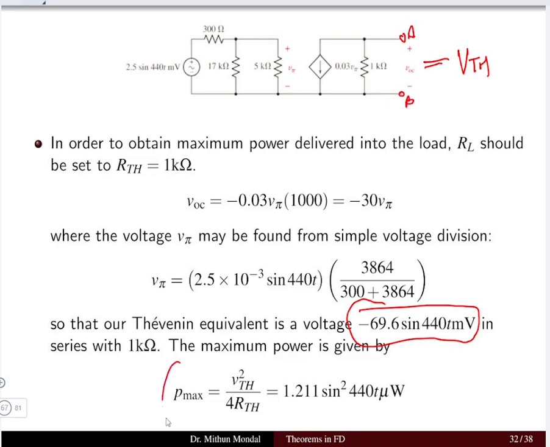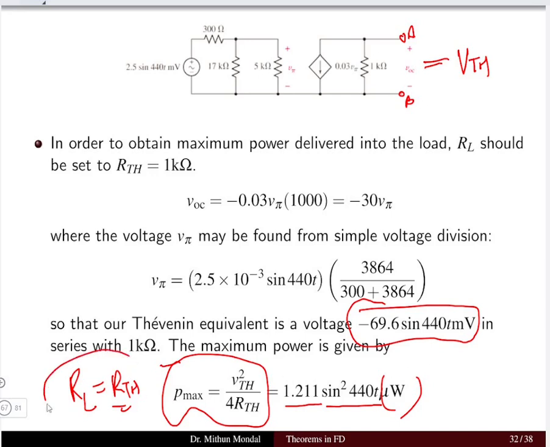Now the maximum power that can be transferred from the source to the load resistor is basically the Thevenin voltage squared divided by 4 times the Thevenin resistance, under the condition that the load resistor is equal to the Thevenin resistance. Then only maximum power can be transferred, which we get as 1.211 sine squared 440t microwatt. Okay, so this is the maximum power that can be transferred. Now in this problem we do not have any inductors or capacitors, so we have used this concept that the load resistor is equal to the Thevenin resistance.